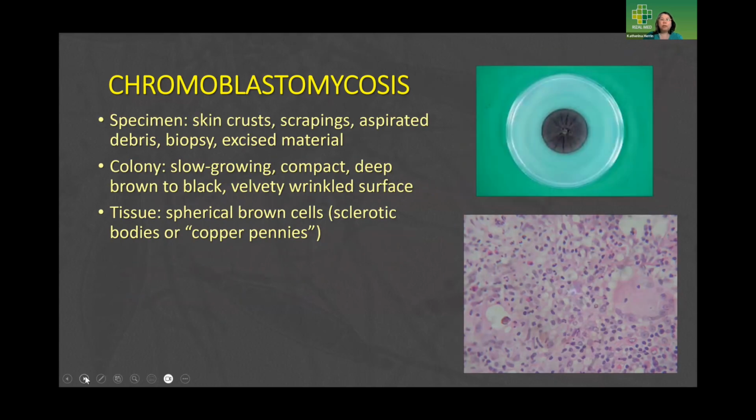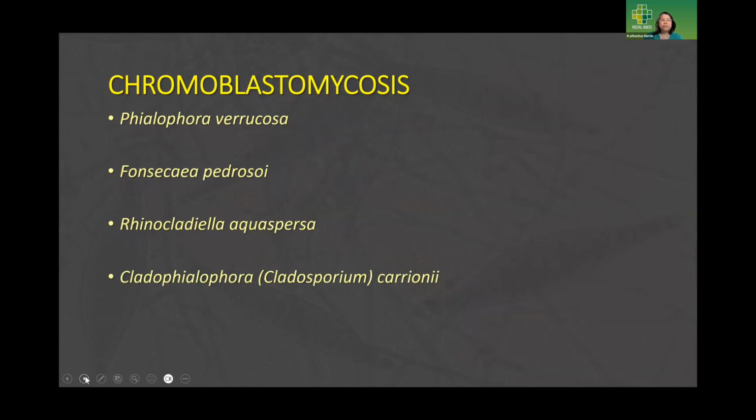You collect specimens from skin crusts, scrapings, aspirated debris, biopsy, or excised material. When cultured, you may see a compact, deep brown to black, velvety wrinkled surface. In tissue specimens, you should appreciate spherical brown cells called your sclerotic bodies or copper pennies. These are some of the common organisms associated with chromoblastomycosis.